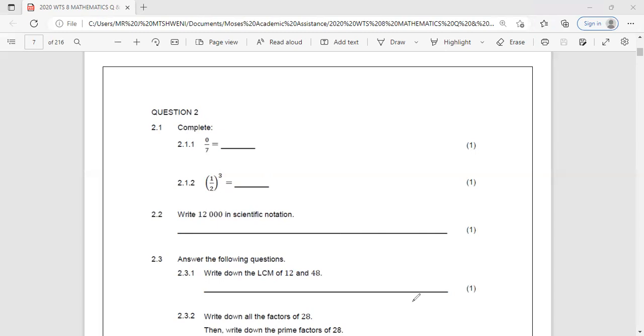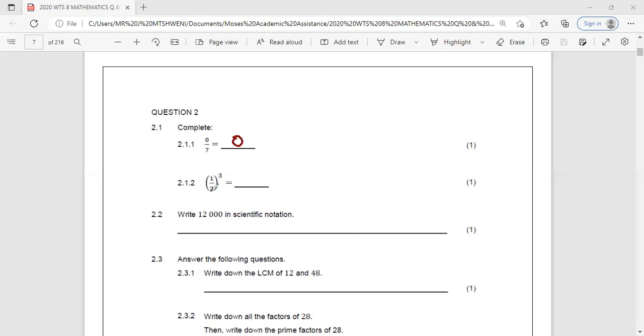Okay, the first thing you notice here is 0 divided by 7. 0 divided by 7 is 0, even if you punch your calculator. This question, 2.1.1, is part of integers and exponents.